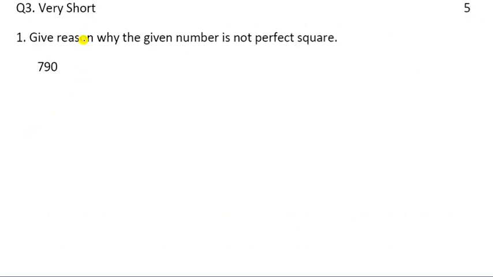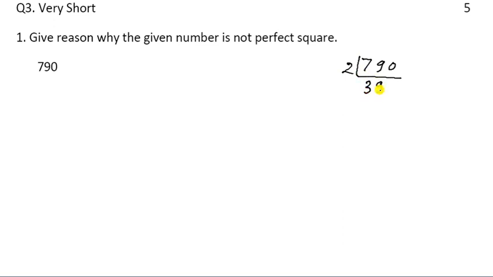Now come to the next one. It is a very short answer, the third question, for 5 marks. Give the reason why the given number is not a perfect square. First of all, do the prime factorization of this number, 790. It is divided by 2.